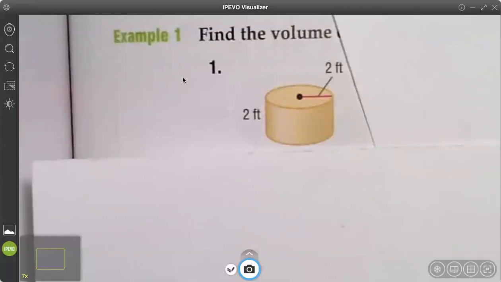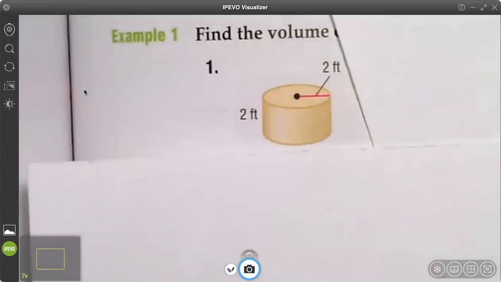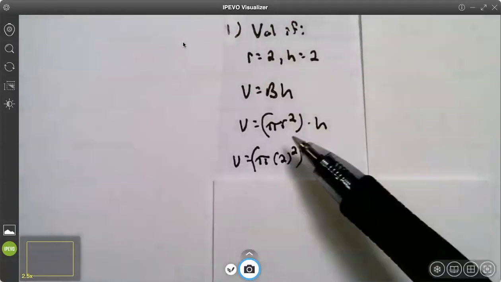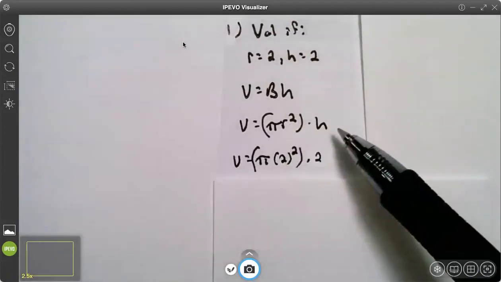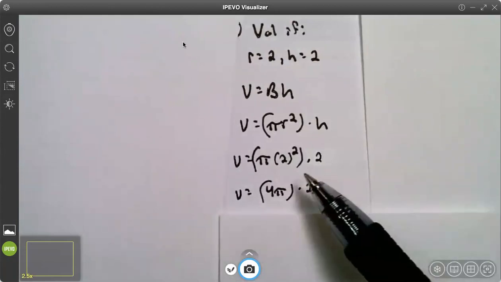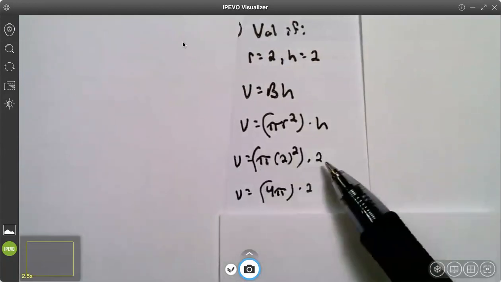Let's try one with some easier numbers. Try number 1. Number 1 gives you a radius of 2 and a height of the prism of 2. So 2 and 2 are the two numbers I'm going to plug in. So we take the radius of 2 and we plug it in right here for radius. We take the height of 2 and we plug it in right here for height. You have to square this radius first and get 4, and then it's 4 times pi times 2.